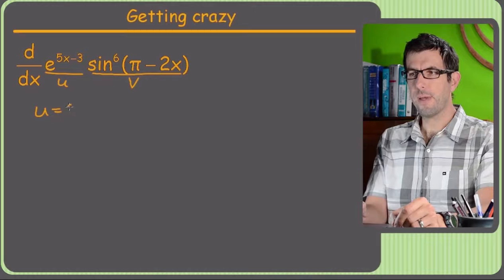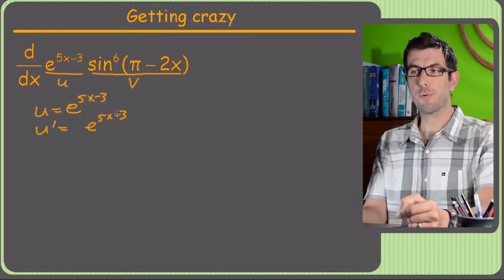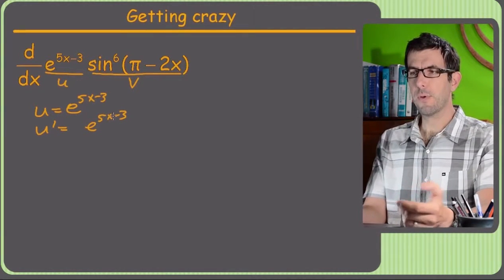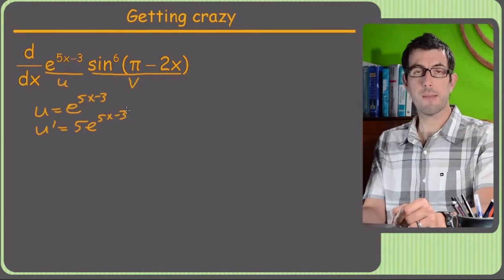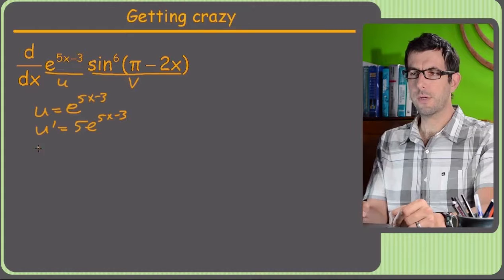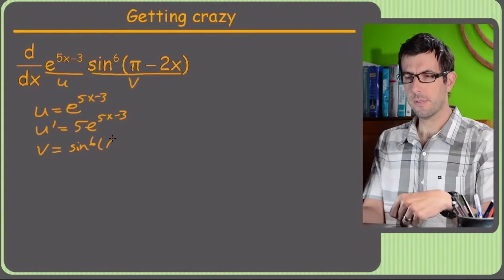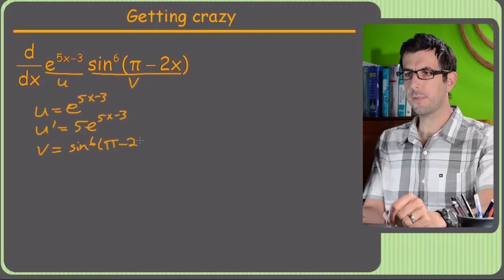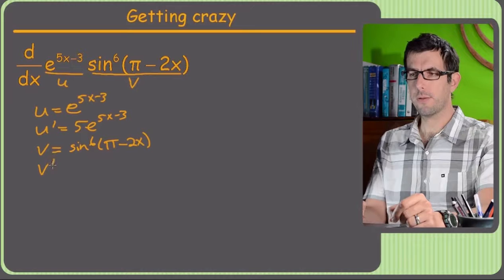So u equals e to the 5x minus 3. No problem so far. u prime is just going to be that same exponential, but times u prime. So it's the derivative of the exponent, which in this case is just going to be 5, because the derivative of 5x is 5, and the derivative of negative 3 is nothing. All right, so what is our v? This is going to be the ugly one. v is the sine to the 6th power of pi minus 2x. All right, doesn't look so bad, but now v prime is what's going to be wild.